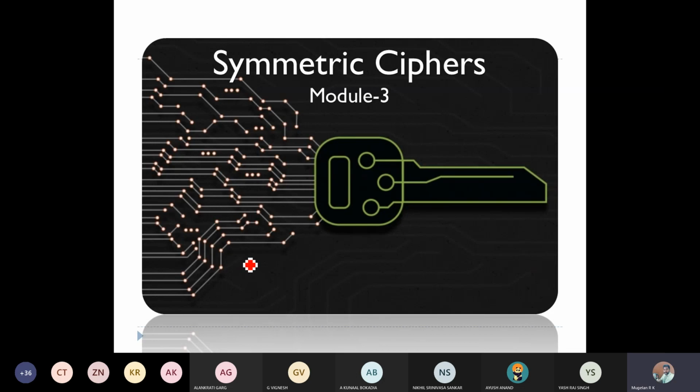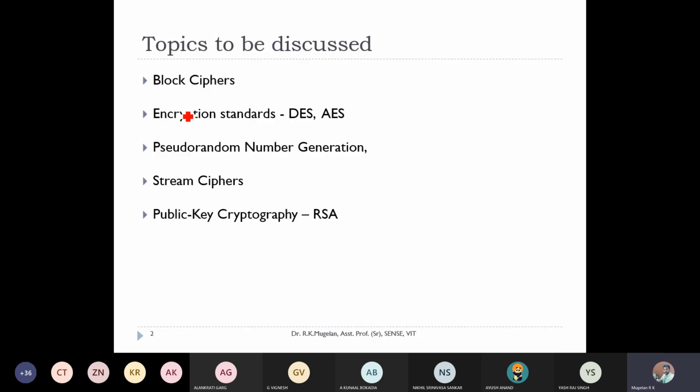So, good afternoon to one and all. Today we move on to our next module, module 3, where we are going to deal with symmetric key cryptographic techniques, shortly called symmetric ciphers. In this module we will be discussing the following topics: a brief introduction about block ciphers and stream ciphers. Then we move on to the famous encryption standards, Data Encryption Standard (DES) and Advanced Encryption Standard (AES).